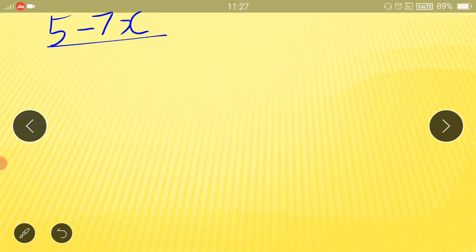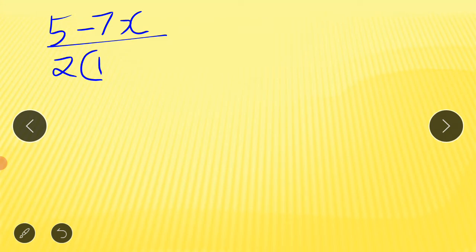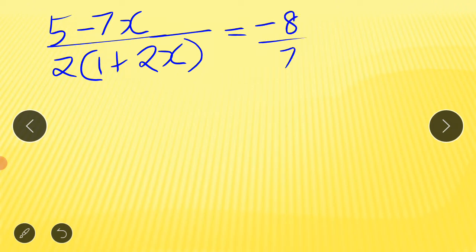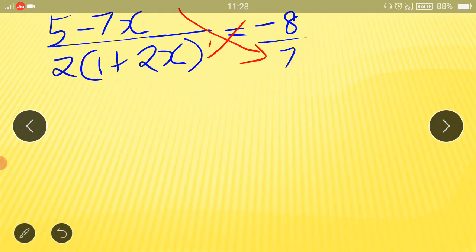Let's see one more example. 5 minus 7x by 2 into 1 plus x, 1 plus 2x equal to minus 8 by 7. So as usual you can see the left hand side is in fractional form, p by q form, and the right hand side also. So when we have both sides in fractional form, we can apply the cross multiplication method. So let's do it like this.